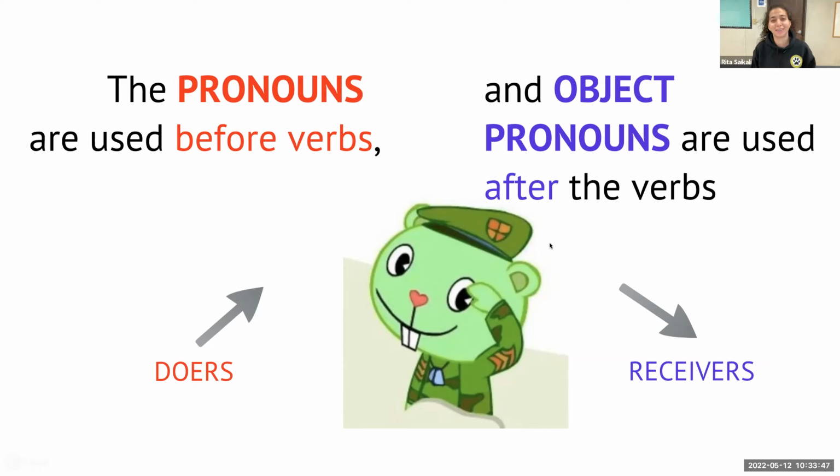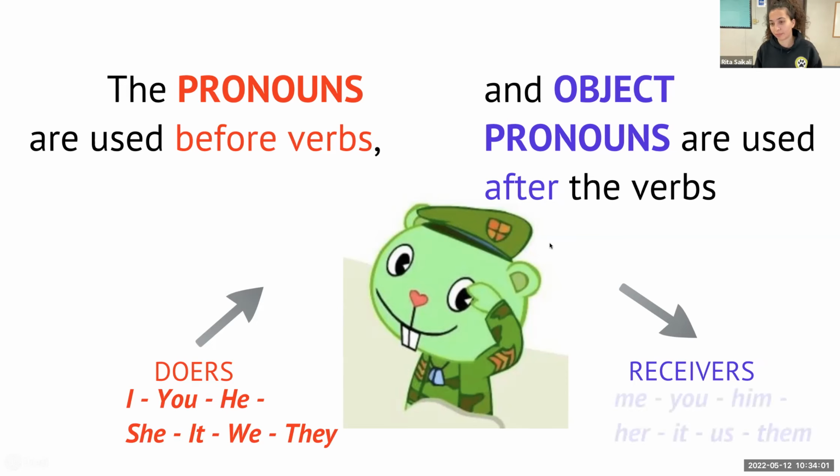Don't cry. All right. So I, you, he, she, it, we, and they, that is the pronoun that is doing the action, okay? So they are doing that action. Me, you, him, her, it, us, and them, they are receiving that action. So one is giving the action, one is taking that action, yeah?